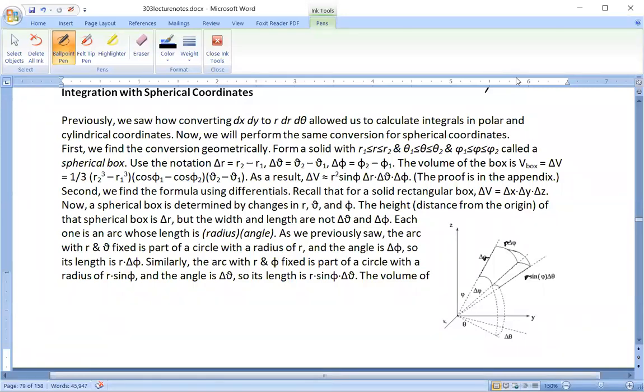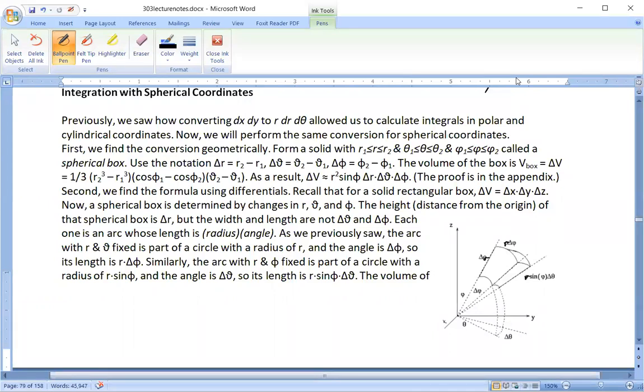part of the integral. So previously, we saw how we can convert dx dy to r dr d theta, and that allows us to calculate integrals in polar coordinates and also in cylindrical coordinates. So now we're going to figure out the same conversion for spherical coordinates. There's a couple different ways that we can do the conversion. One way is to do it geometrically.